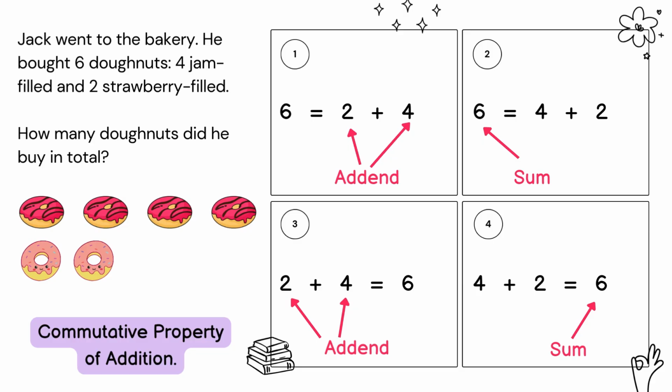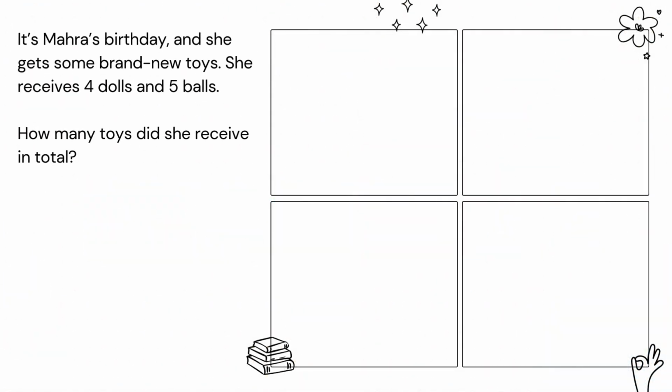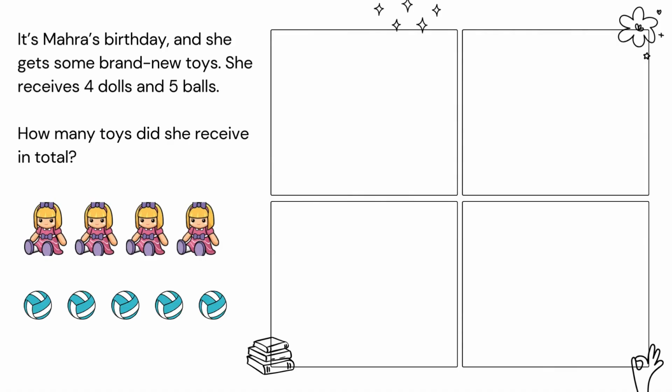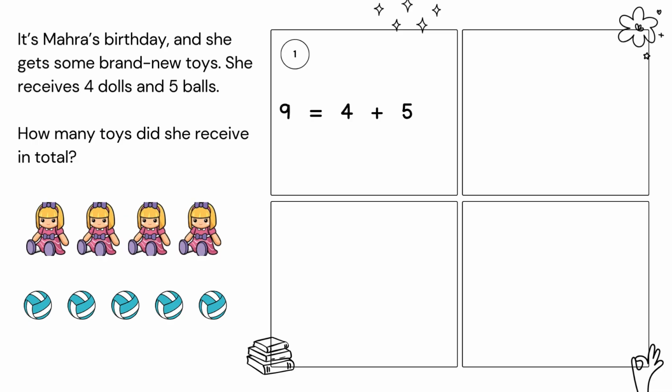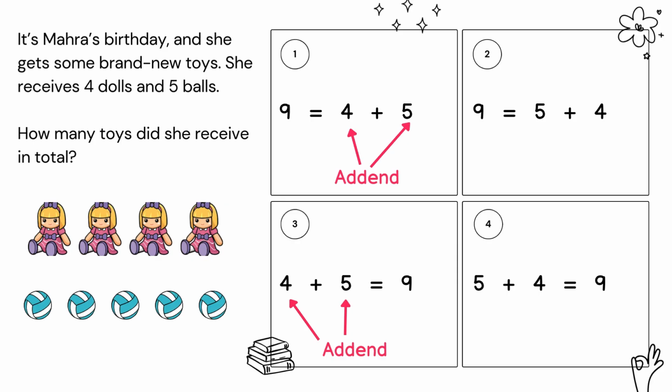Let's try another real-world example. It's Mara's birthday, and she gets some brand new toys. She receives 4 dolls and 5 balls. How many toys did she receive in total? Let's represent this using math equations. 9 equals 4 plus 5. 9 equals 5 plus 4. 4 plus 5 equals 9, and 5 plus 4 equals 9. Each one shows the same relationship between the parts and the whole. In these equations, 4 is an addend, 5 is an addend, and 9 is the sum.